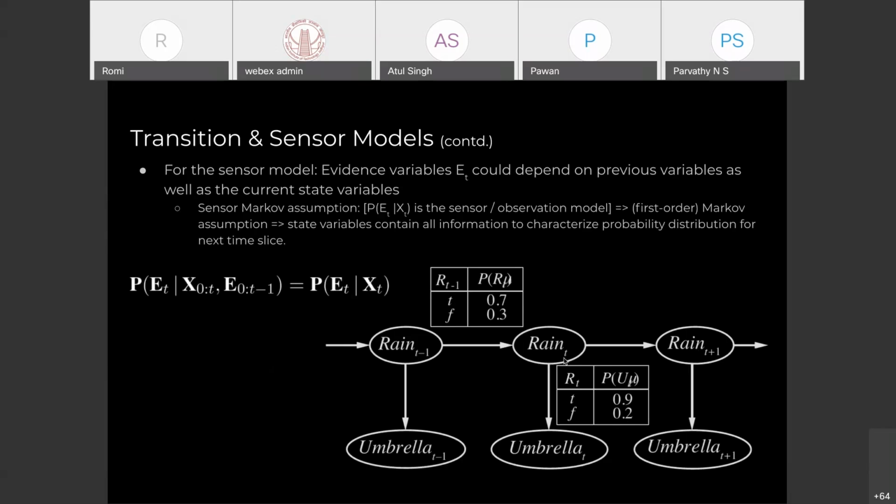It's for t plus 1. I will hold the same kind of probabilities just for operational ease, nothing else. So this is just a rough idea of what a first order Markov model, or a simple Bayesian network, will look like. Just a very simple one.